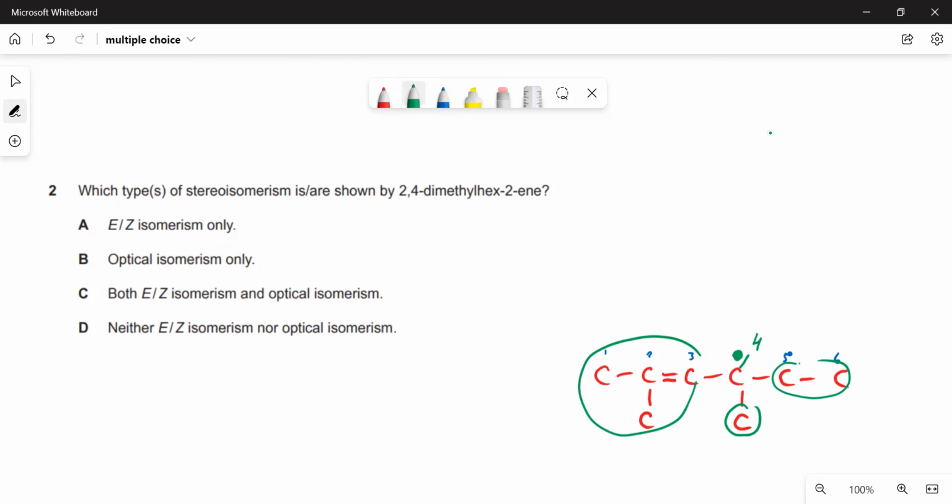Now let's have a quick look to see if it can do EZ isomerism. We've got a double bond there. Can that do EZ isomerism? Well, it can't, because if you look at this carbon here, you've got 2 methyl groups, 2 the same. So when you have 2 groups the same on one carbon, you can't have EZ isomerism. So B is the answer to that one, only optical isomerism.